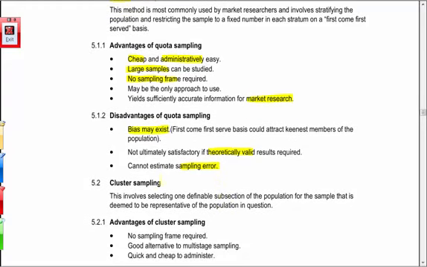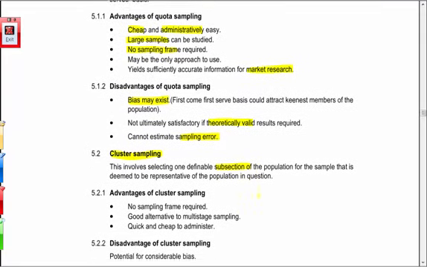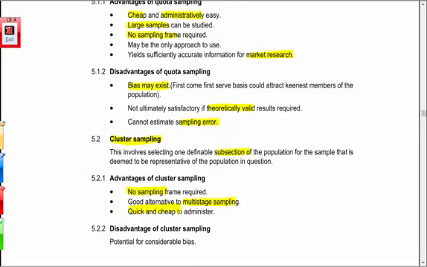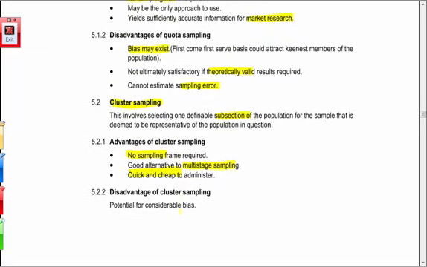A cluster sample then is where we're going to select a subsection of the population that's deemed to be representative of the entire population. So again, we don't need a sampling frame, and it's a good alternative to multi-stage sampling, but has the advantages of being cheaper and quicker to administer. But like so many of these techniques, there's a potential for bias, and here it's quite considerable.